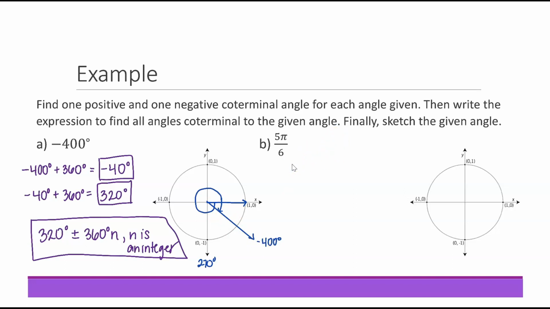Now we're going to take a look at an example that is in radians. So here we have the angle 5 pi over 6. That's a positive angle, so we're going in a counterclockwise direction. And let's go ahead and do a little bit of labeling. So here I have 0 radians, pi over 2.